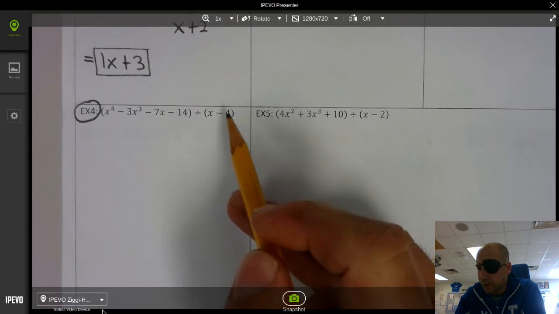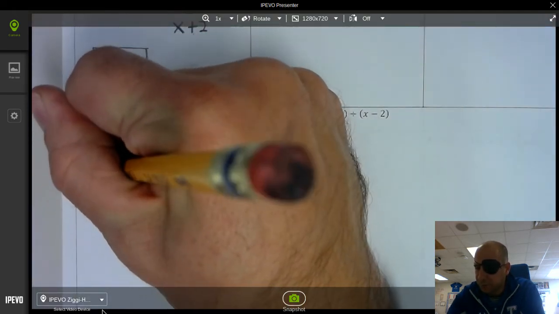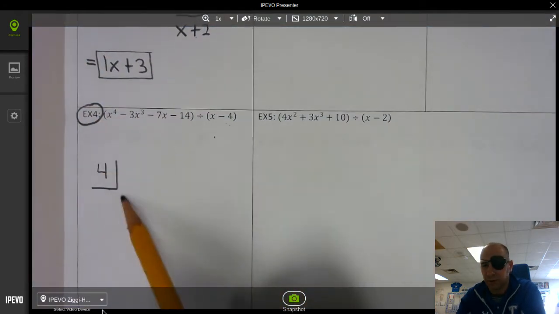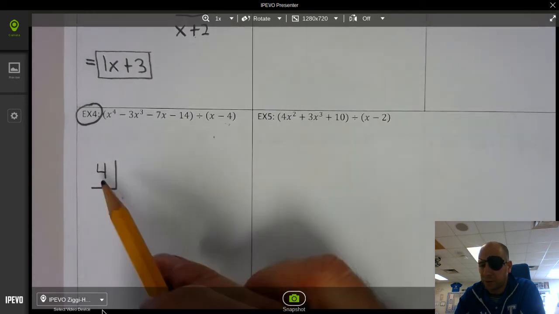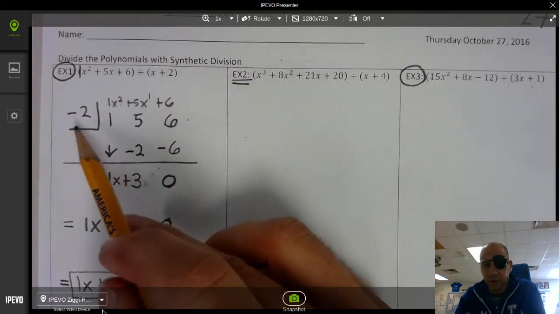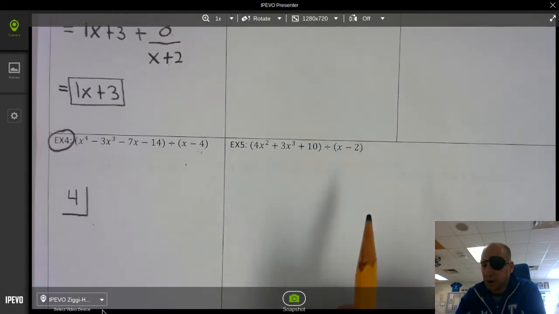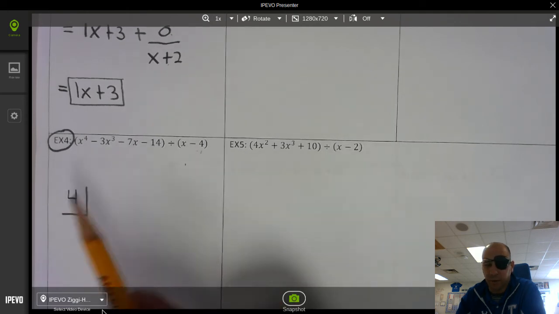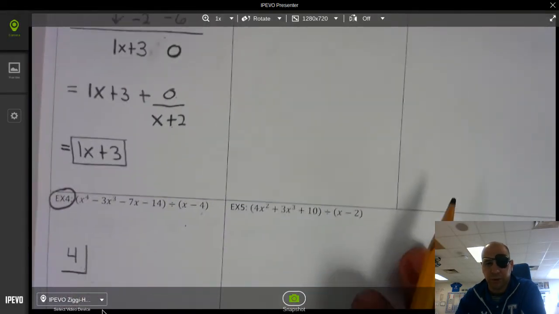Now it says x minus 4, but we know that when we divide, it's a positive 4. And we can talk more about why we keep changing the sign when we use synthetic division. I'd be curious what you think about why we changed the negative 4 to a positive 4, or changed the 2 to a negative 2. So that's my question to you. I want you to come to class prepared to answer why, when we use synthetic division, that negative 4 becomes a positive 4, and positive 2 becomes a negative 2.